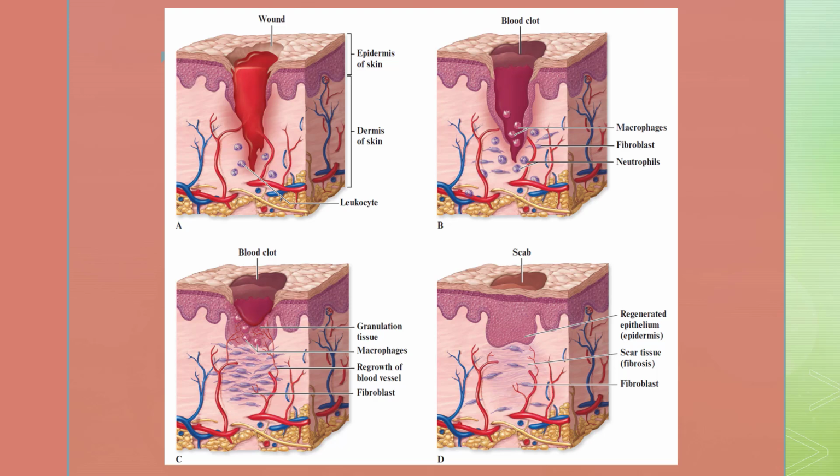In C, the blood vessels regrow and granulation tissue forms in the fibroblastic repair phase of the healing process. Finally, in D, the epithelium regenerates and connective tissue fibrosis occurs in the maturation remodeling phase of the healing process.